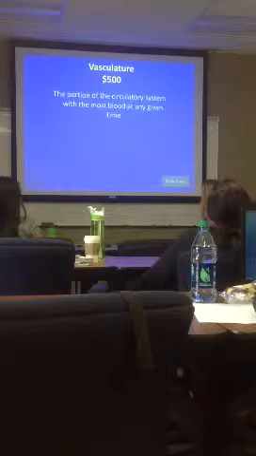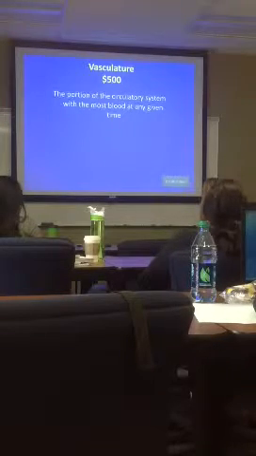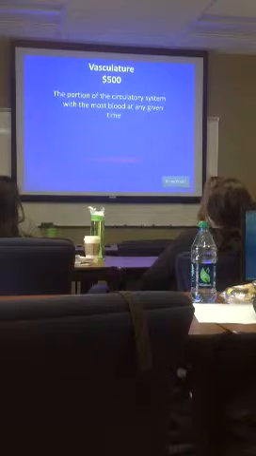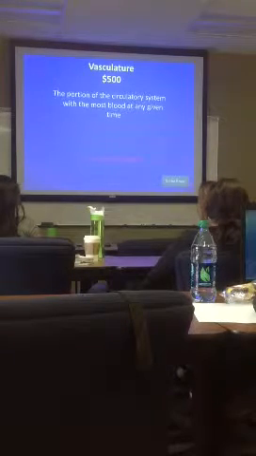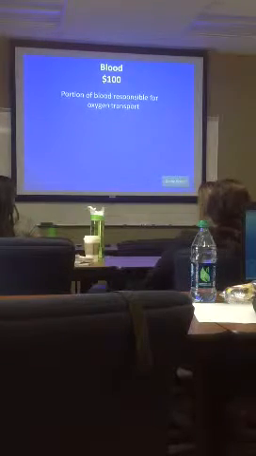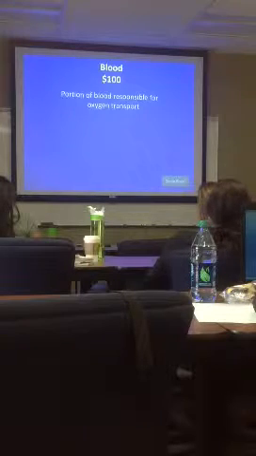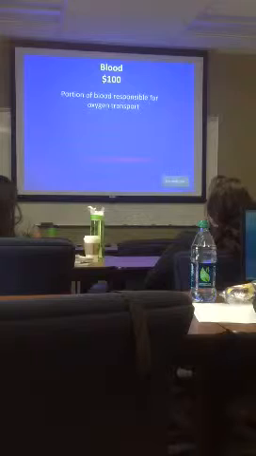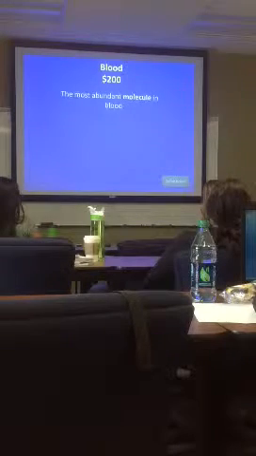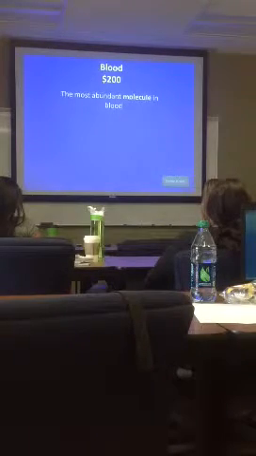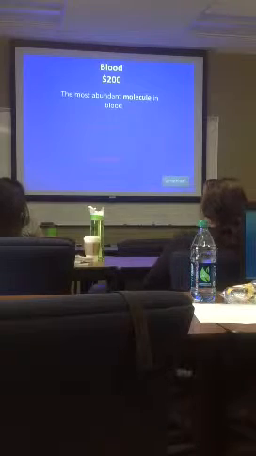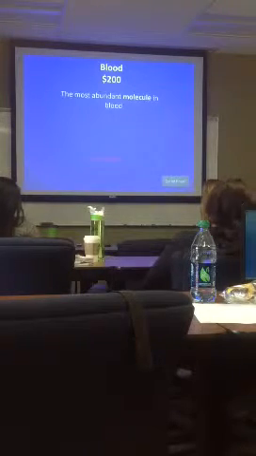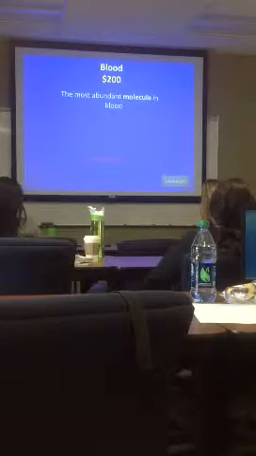Portion of the circulatory system with the most blood at any given time. Systemic veins, right? Roughly 60 to 65% at any given time is in your veins. Portion of blood responsible for oxygen transport. Again, we could either say hemoglobin or red blood cells, one of the two. Most abundant molecule in blood, water, right? So the most abundant molecule in the entire body, 70%, everything is water.